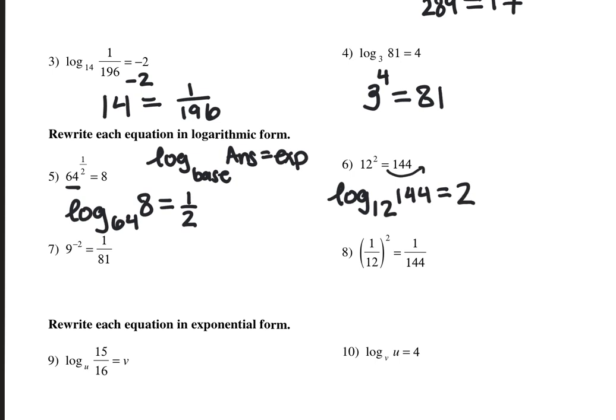So let's do the next one. We're going to write the log. We're going to shrink that base. We're going to move the equal sign basically and do 1 over 81 is equal, and then we're going to set it equal to -2.